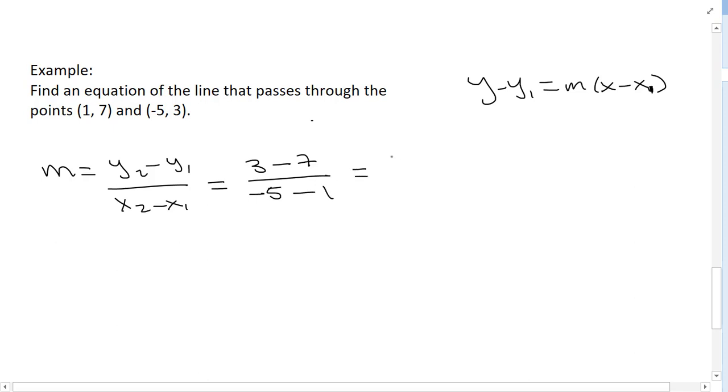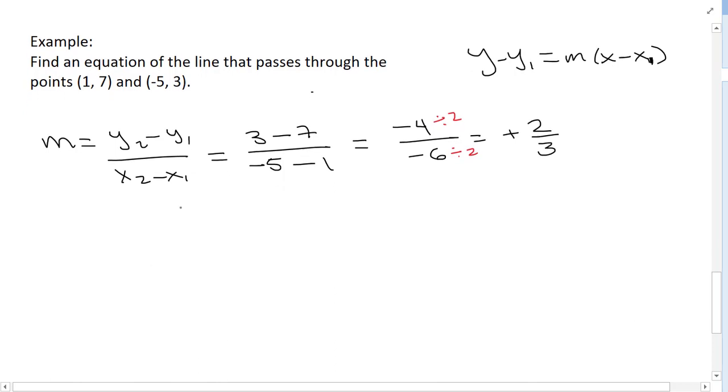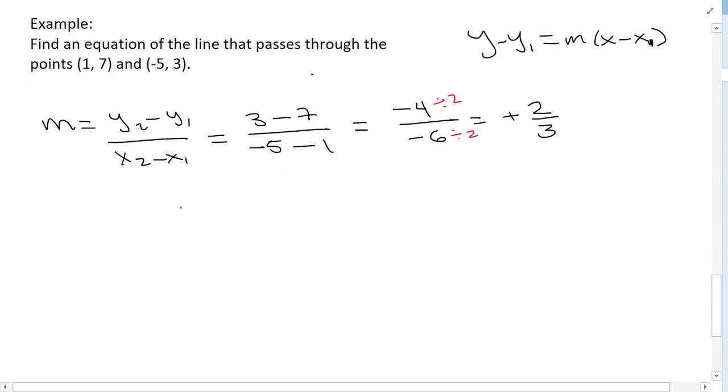So 3 minus 7, what's that? -4. And -5 minus 1 is -6. Negative divided by negative is positive. And for 4 and 6, we can reduce by 2's. So reduce it by 2, and we're left with 2/3. So that's our slope. And now, because we have 2 points, we have freedom of choosing whichever point we want.